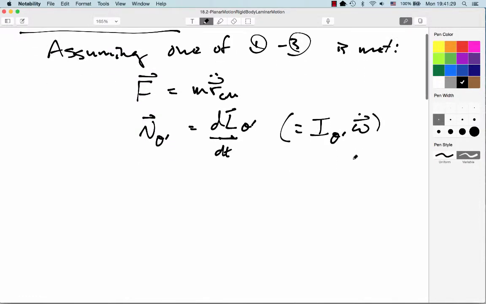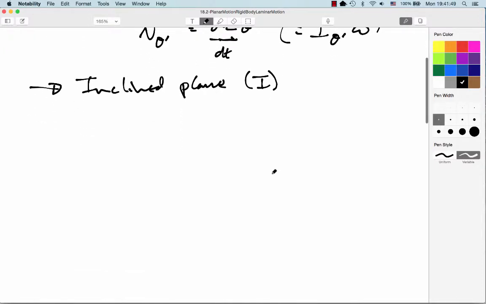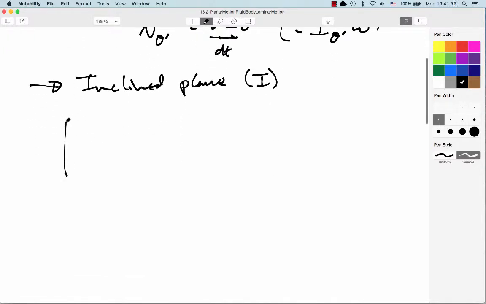Alright, so with that, let's go ahead and do a few examples. It's nothing like breaking out our friendly inclined plane. And this is the first of 2 examples that I'll be doing with that. So we'll go ahead and make us an inclined plane, tilted at angle theta as always. And then here is my unprimed origin.